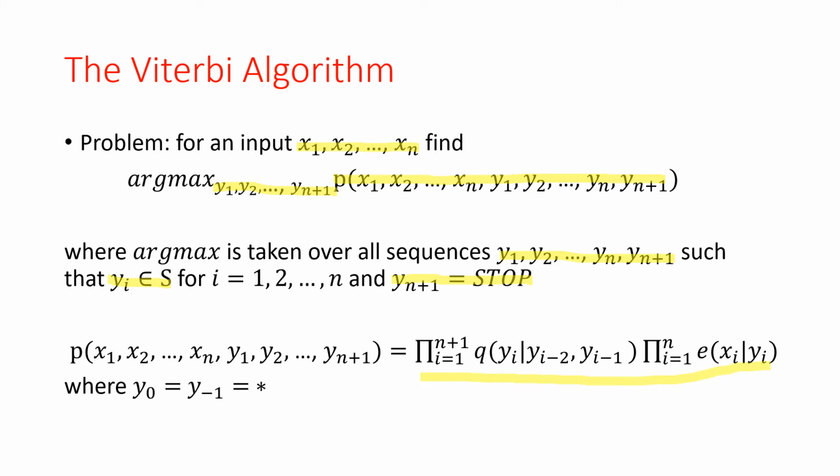So we have n plus 1 q terms, which are basically the conditional probability of a tag given the two previous tags. And then we also have these n emission terms, where each emission term is the probability of a word conditioned on a tag. And each tag sequence starts with these two star symbols.